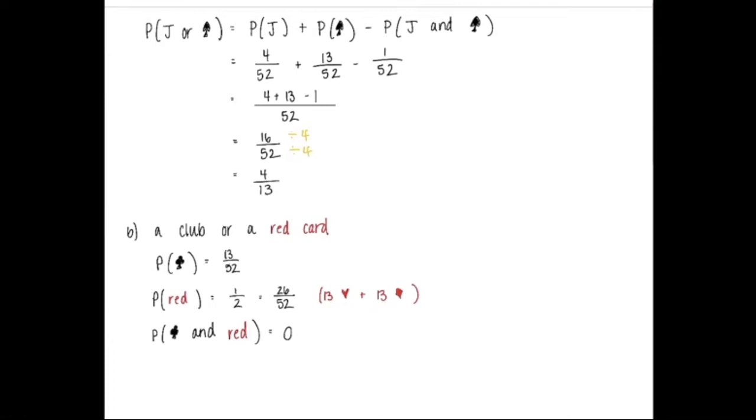But now we can go into our probability of getting a club or a red card. It's our probability of getting a club plus our probability of getting a red card minus the probability of getting a club and a red card. So this is 13 out of 52 plus 26 out of 52 minus 0.